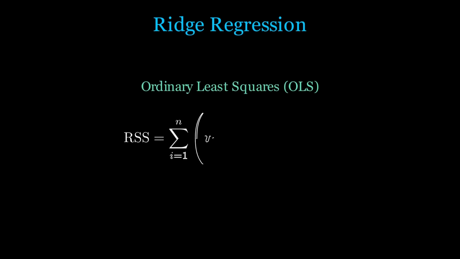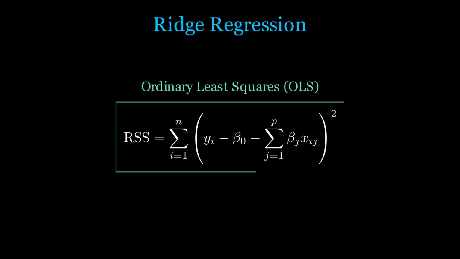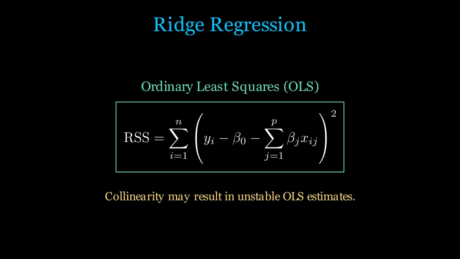Recall that in ordinary least squares, we find the coefficients beta 0 through beta p that minimize the residual sum of squares, or RSS. The RSS measures how well the model fits the observed data. However, when the predictors are highly correlated, the OLS estimates can become unstable and sensitive to small changes in the data, making the model unreliable.